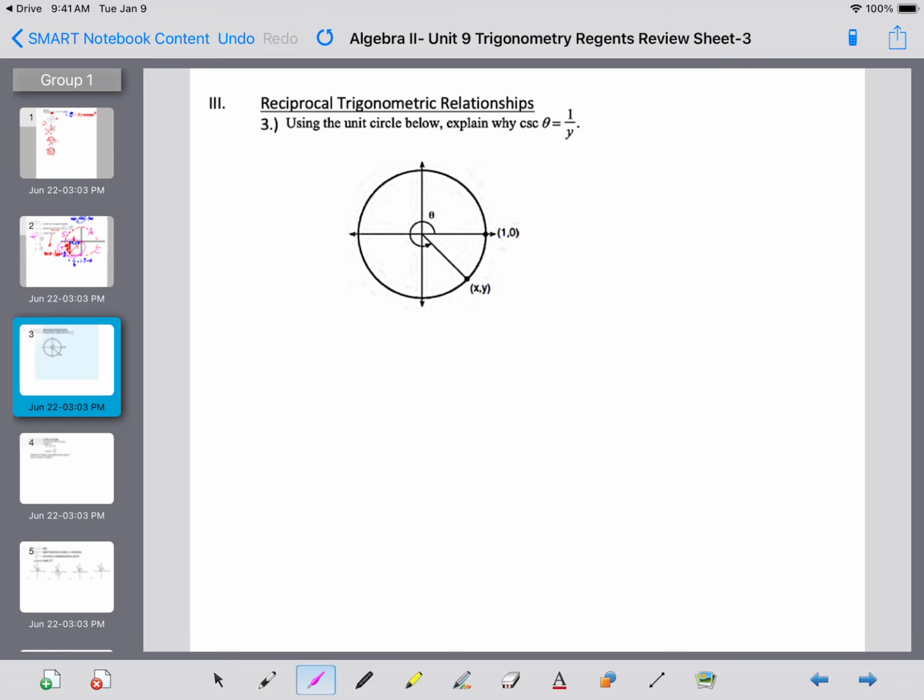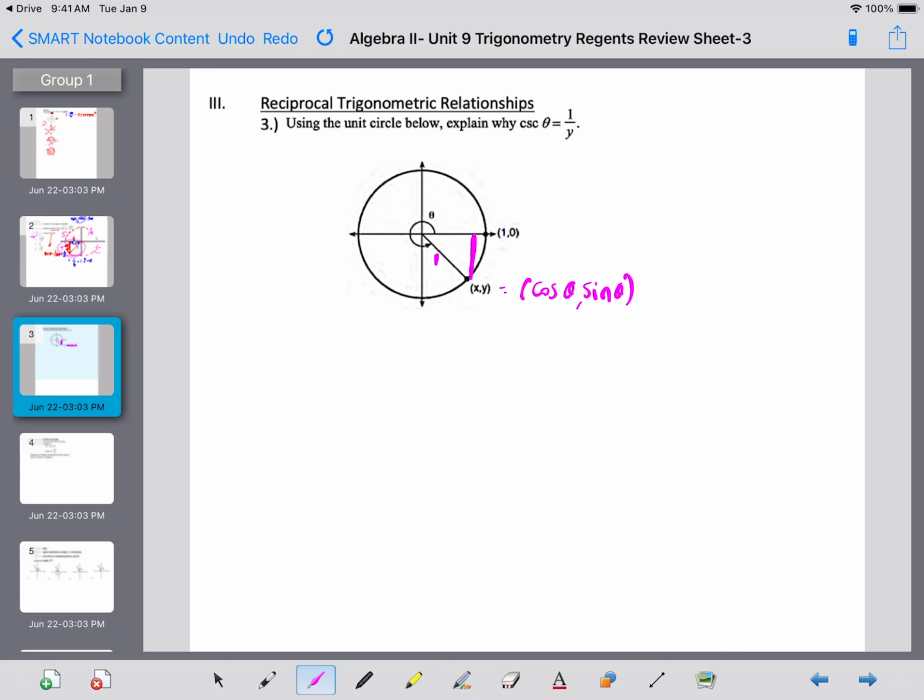Okay. Using this unit circle below, explain why cosecant of theta is equal to 1 over y. So we know on the unit circle that your x is cosine and your y is sine, right? So cosine theta, sine theta. You also know that the radius is 1, so you could figure out why that is.